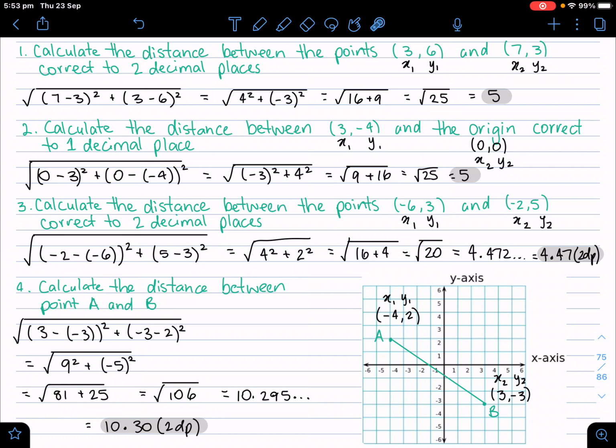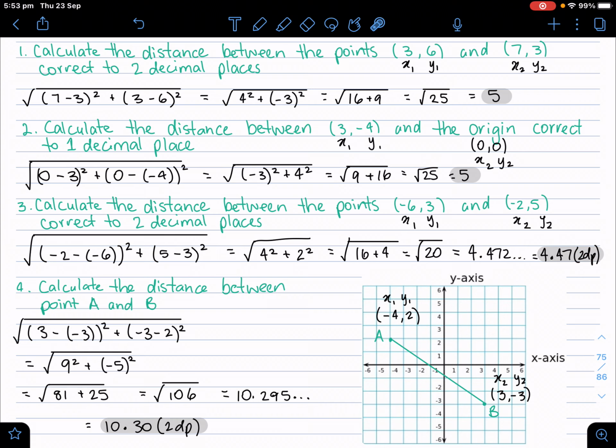And the next one is y2 minus y1, 5 minus 3. And then I have 4 squared plus 2 squared, 4 squared being 16, and 2 squared being 4. 16 plus 4 is 20, and the square root of 20 is going to give me a decimal. I'm rounding that off to, as the question says, 2 decimal places.